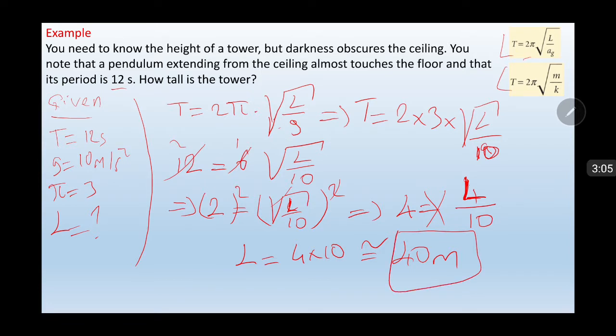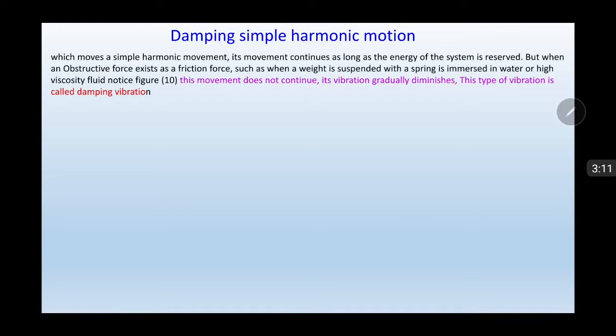So approximately 40 meters. Damping in simple harmonic motion. Which movement is simple harmonic movement? Its movement continues as long as the energy of the system is conserved. But when a resistive force exists, such as a friction force, for example when a weight suspended with a spring is immersed in water or a high viscosity fluid.